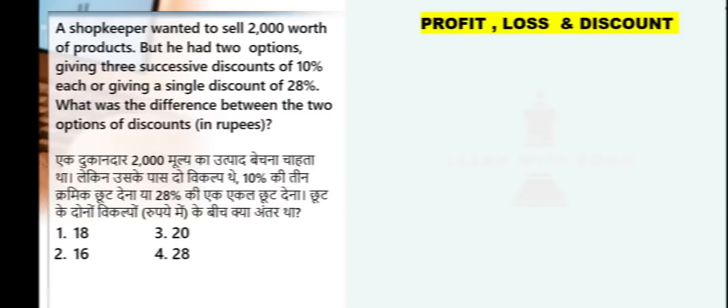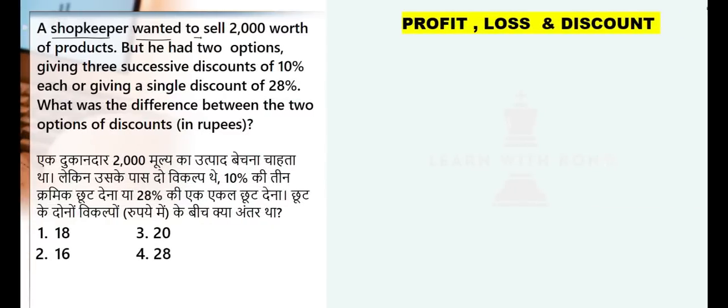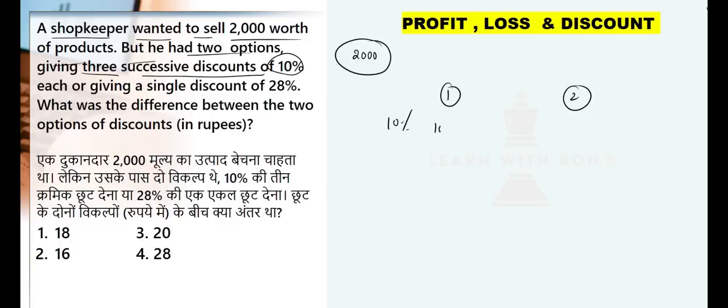Next question. See this question here. A shopkeeper wanted to sell 2000 worth of products, but he had two options. First option is giving 3 successive discounts of 10%, means 10%, 10%, 10%, like this 3 successive discounts. Option number 2 is giving a 28% single discount. They asked us to find the difference between the two options of discount.